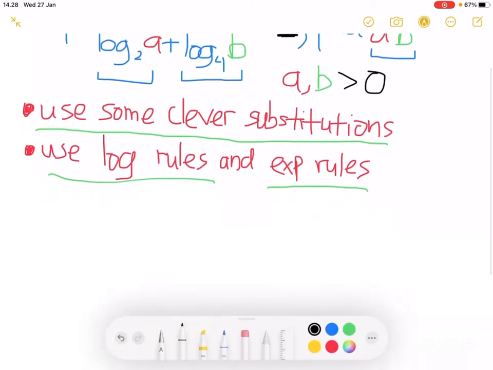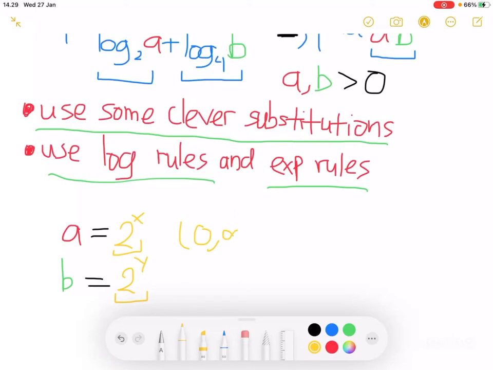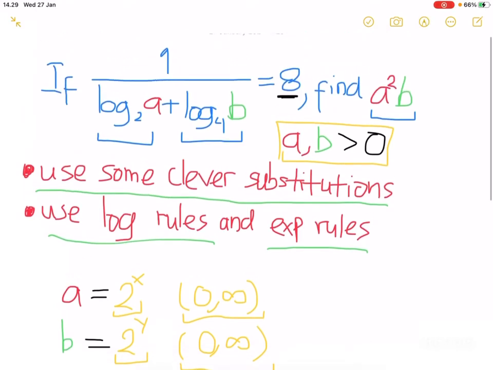First I want to do some substitutions for a and b. Since they are both positive, we can write a as 2 to the x, and then we can rewrite b as 2 to the y. It could be 4 to the y if you want to change the bases, but I just want to do 2 to the y. Notice that the range of this expression is between 0 and infinity, not including 0, so these ranges completely satisfy this rule, and we're good to use this substitution.